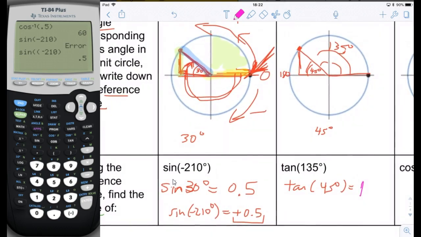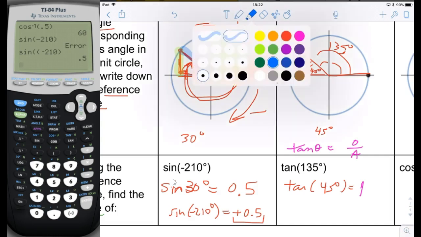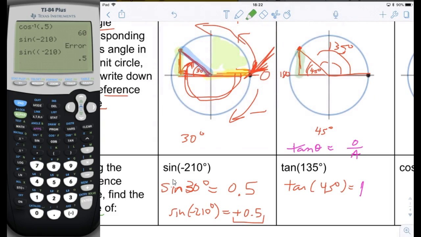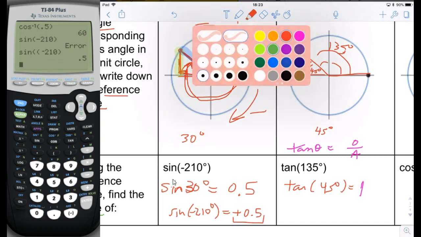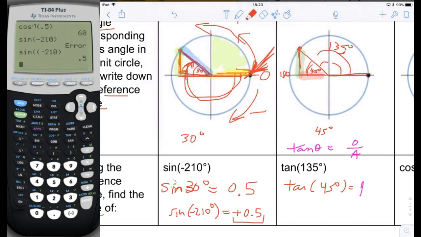If we're looking at tangent, remember TOA? TOA says the tangent is opposite over adjacent. In this case, what is our opposite? Our opposite is this green line here because it is the line that's opposite from the middle angle. The adjacent is this red line here because it is next to the center angle, okay?